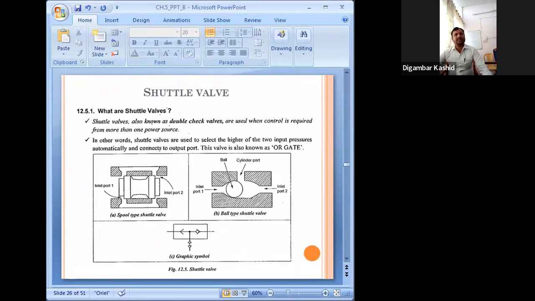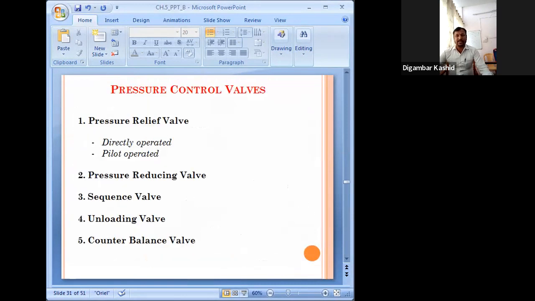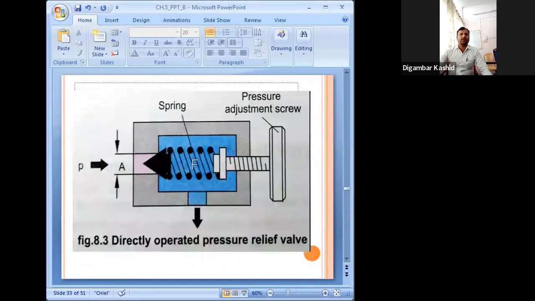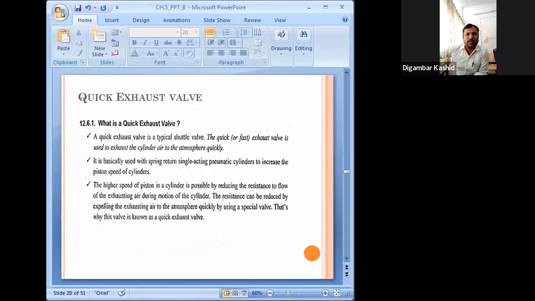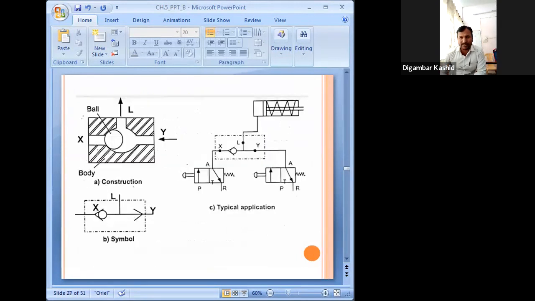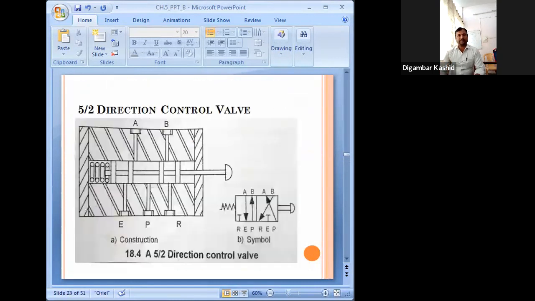The shuttle valve and quick exhaust valve we will discuss in the next lecture, and in the next lecture we'll discuss pressure and flow control also. These are actually repetition of the valves we have discussed for hydraulics. The same valves are there. Whether understood what we have discussed? Understood or not? Please tell me. Please reply to me in the chat box. Understood or not?